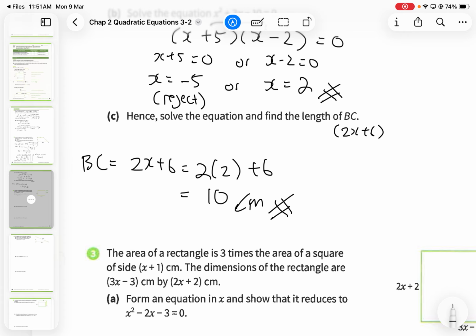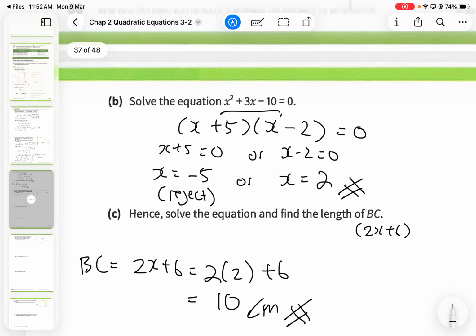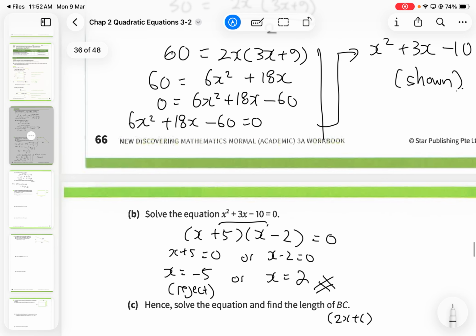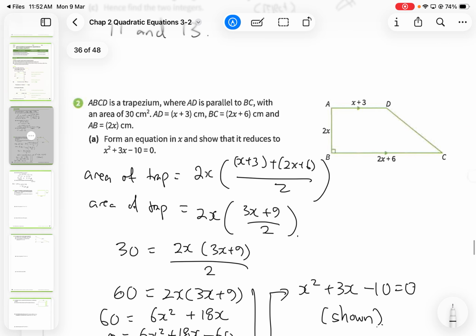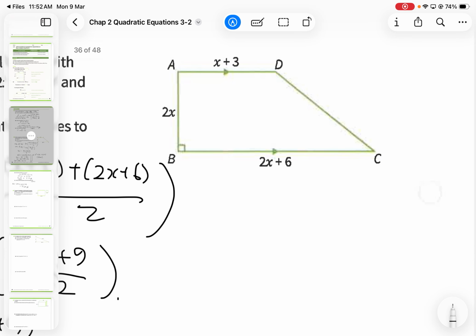Reject because it cannot be the answer. Although it satisfies the equation. If I solve this equation, negative 5 put inside also can be a solution. Huh? It cannot be the answer because we have a story one. The story is your x is a measurement of the length. So if x is minus 5, 2x is minus 10, but distance where got minus 1?